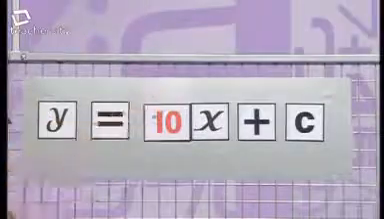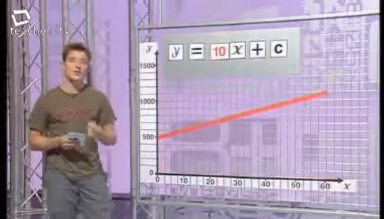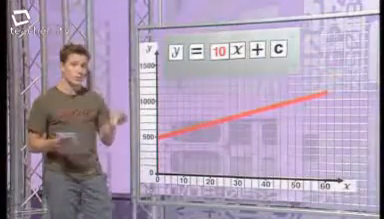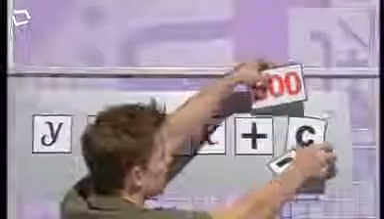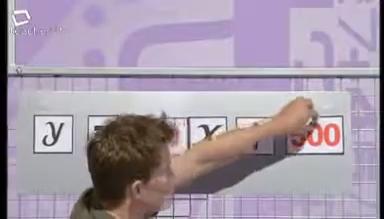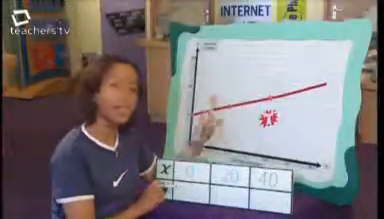So we can put that into the equation. c is the value of y when x is 0. It's where the line crosses the vertical y-axis, which on this graph, as you can see, is 500. So the equation for this straight line is y equals 10x plus 500. And that's it. All you need to know about straight line equations. This is the graph for deal A.